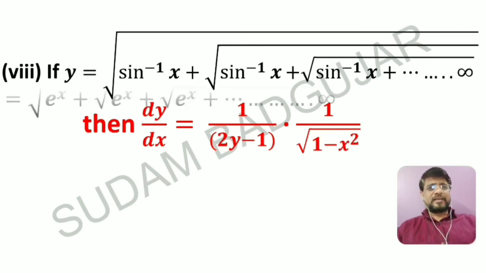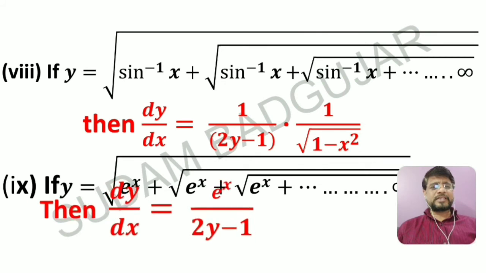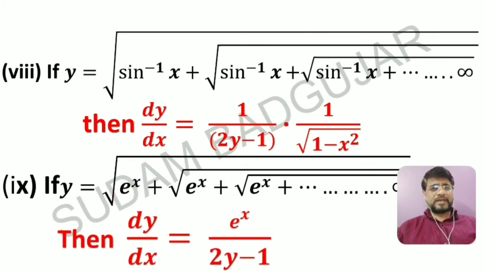Okay. Now the next part is, if y is equal to under root of e raised to x plus under root of e raised to x up to infinity, that is an infinite series. What is f of x here? f of x is equal to e raised to x. So dy by dx is equal to the derivative of e raised to x, which is e raised to x upon 2y minus 1. Okay, it's really very simple.